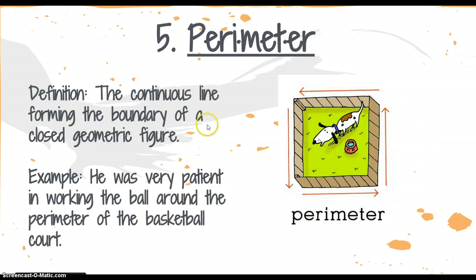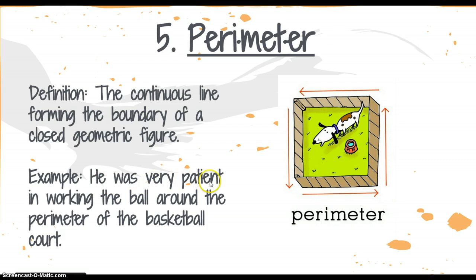The next word is perimeter. And I know you all have heard this word many times in your geometry classes or your math classes when you were in middle school. And so the word is perimeter. You're going to separate the prefix from the base word by drawing a line right here. Perimeter. Definition: the continuous line forming the boundary of a closed geometric figure. Definition again: the continuous line forming the boundary of a closed geometric figure.